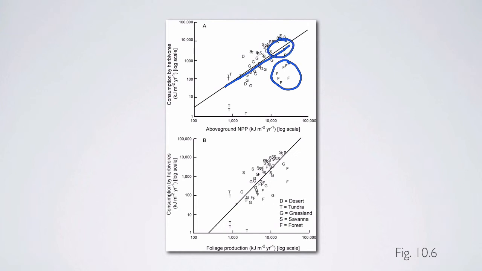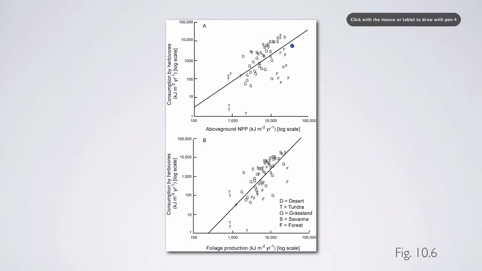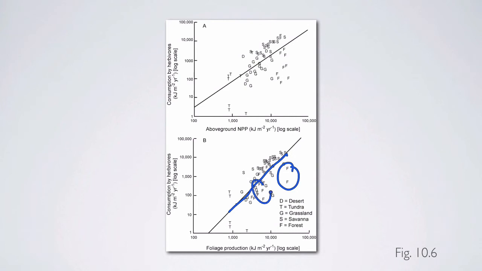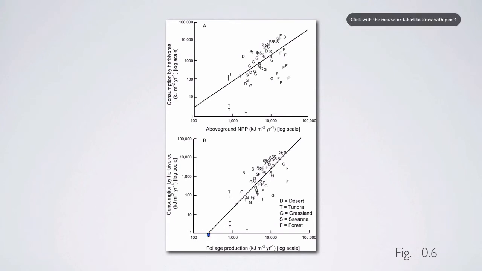If all of that was potentially consumable, you'd expect somewhere on the order of 10 to almost 100 times more herbivore biomass. But if we take a look at the relationship between foliage production and consumption by herbivores, these forests are falling a lot closer to that line. And so the line that's determined by these other systems, deserts, tundra, grasslands, for example. And so thinking about what the upper bound is isn't often best set by how much AMPP there is, but how much consumable AMPP there is, such as foliage production.